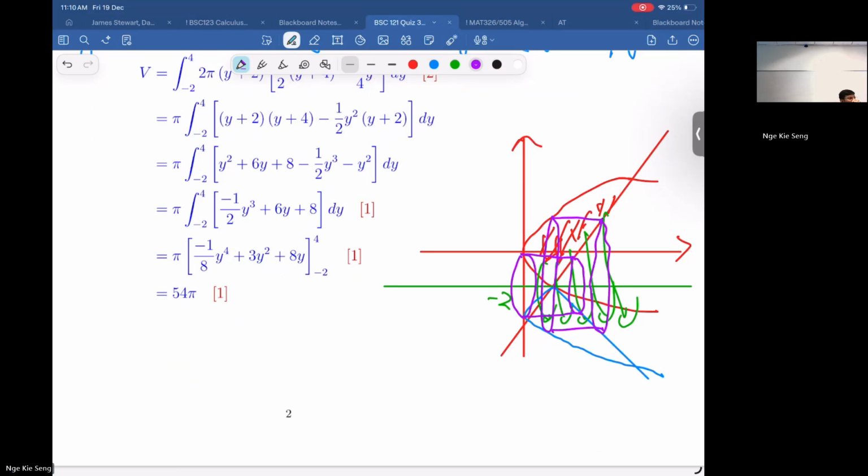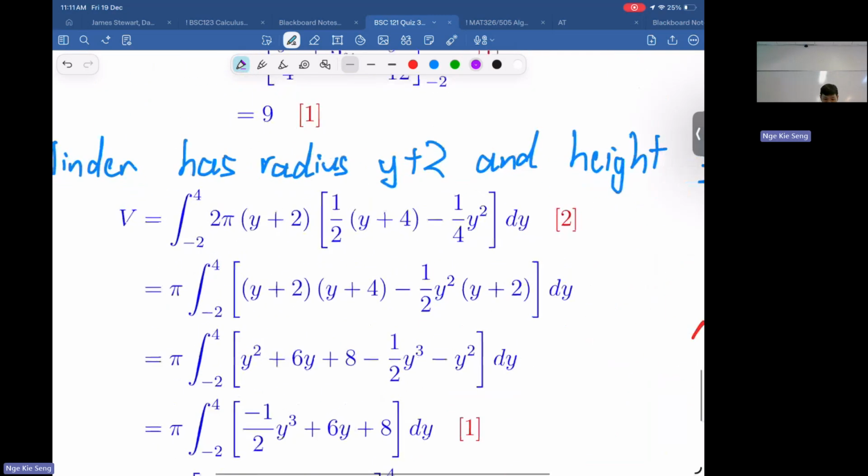Can you see that here is the bottom, here's the height, here's the top? So the top of your cylinder is controlled by the linear line, and the bottom of your cylinder is controlled by the parabola line. That's why in this formula you are taking the linear line minus the parabola line.